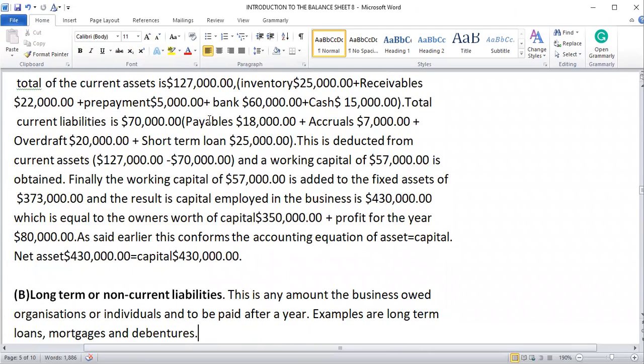So that's what I'm saying here. It's $127,000. Okay. Now, this is deducted from the current liabilities. So when we get this figure, then we deduct what? The total of the current liabilities, which is $70,000, making up of what? Payables, $18,000.